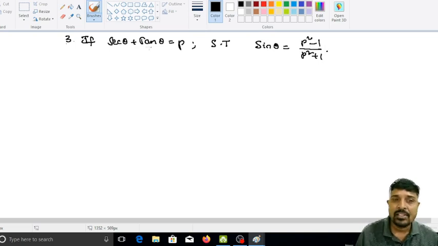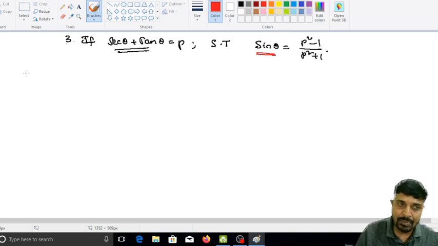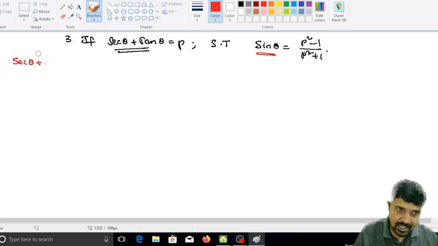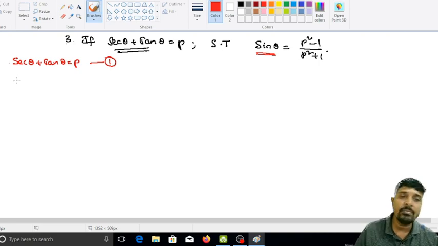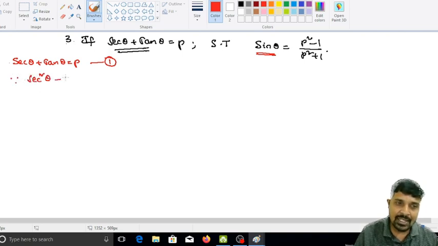Okay, so the given is sec theta plus tan theta is p, then we have to prove that sin theta is equal to p square minus 1 over p square plus 1. Okay, now you just pause the video and go for a try. See, sec theta plus tan theta is given as p, let it be equation number 1, and our equation number 2 is obtained from a trigonometric identity. Regarding secant and tangent, what is the trigonometric identity? Sec square theta minus tan square theta is equal to 1.